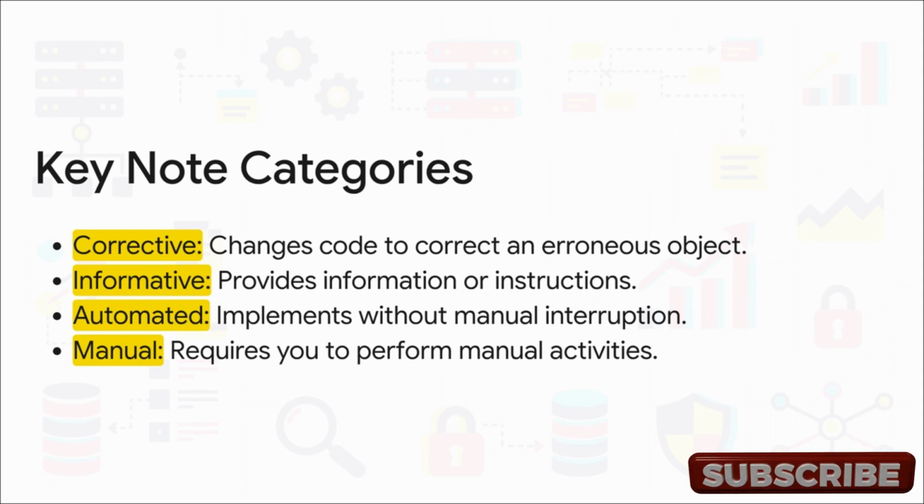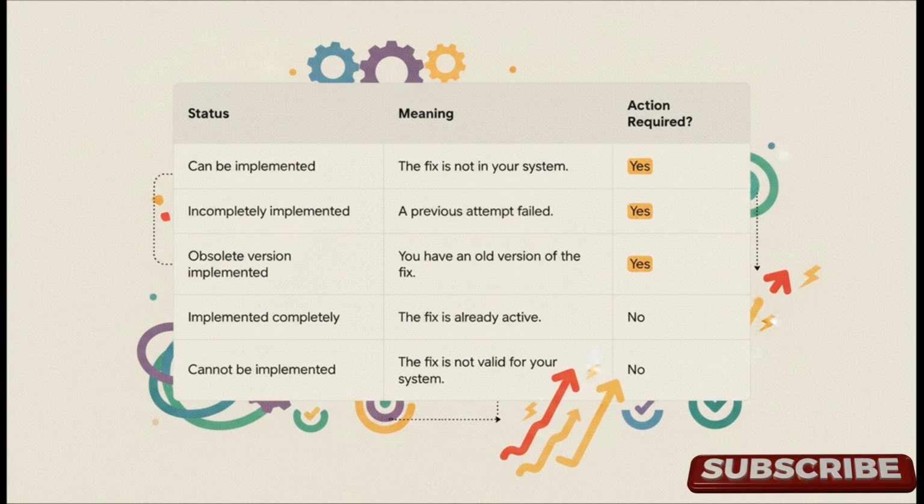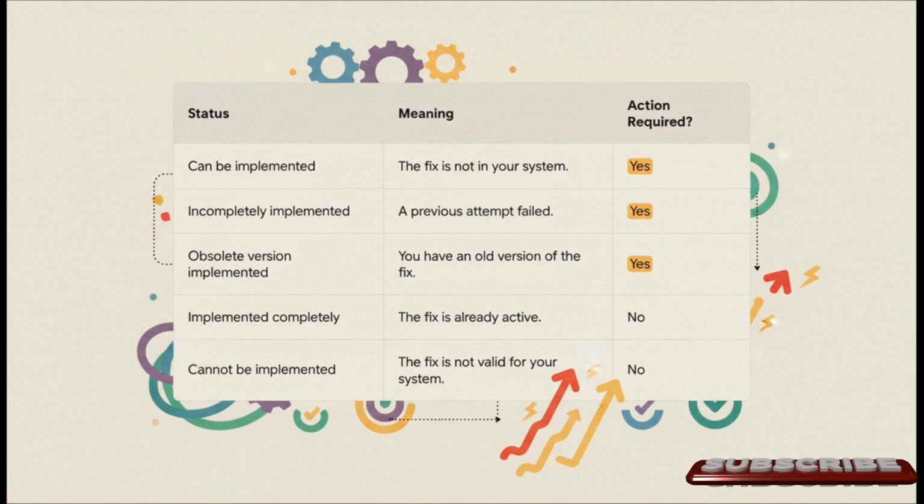And second, how does it get applied? Is it automated, where the system does all the heavy lifting? Or is it manual, where you have to roll up your sleeves and perform some extra steps yourself? Now, when you're inside the SNOTE transaction, the system gives you a status for every single note. This is where you really have to pay attention. If it says implemented completely or cannot be implemented, hey, you can relax, nothing to do. But if you see one of these three, can be implemented, incompletely implemented, or obsolete version, that's your green light. That's the system literally telling you, okay, it's time to do something.